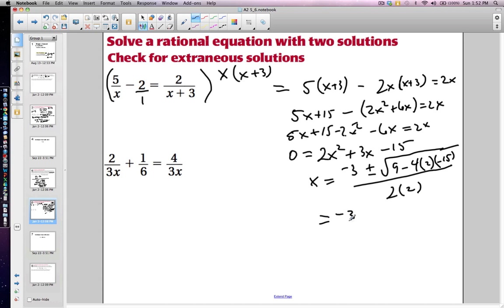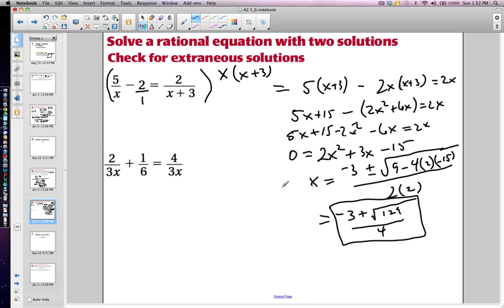So this will be negative 3 plus or minus the square root of 9 minus negative 120, which is 129, over 4. Okay, so these would be my two solutions.